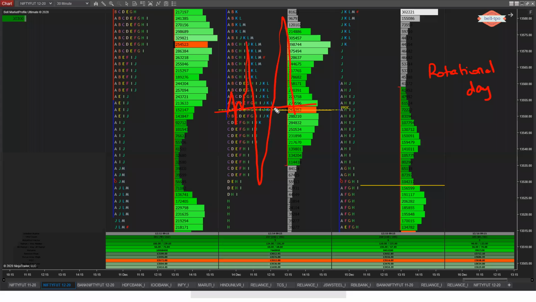Not only that, look into this particular day, 11th December. Focus on this price action. How many letters got traded around the center point? 1, 2, 3, 4, 5, 6, 7, 8, 9. 9 letters got traded. Means every half an hour once, a particular letter got traded. Almost 9 times price touched around those levels.